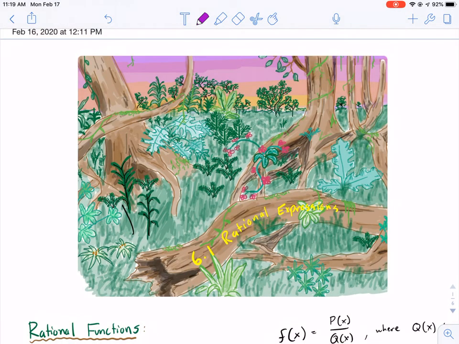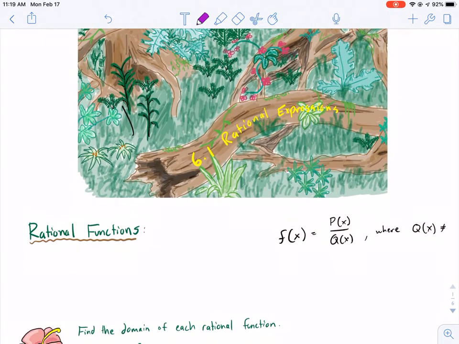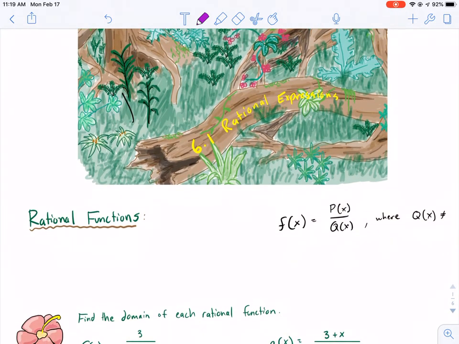Hello everyone, this is 6.1 rational expressions. So the first thing we're going to talk about is what is a rational expression. This chapter and section is really just a building up of what we've been doing before: factoring, multiplying, polynomials. So we really need to understand what is a rational function.